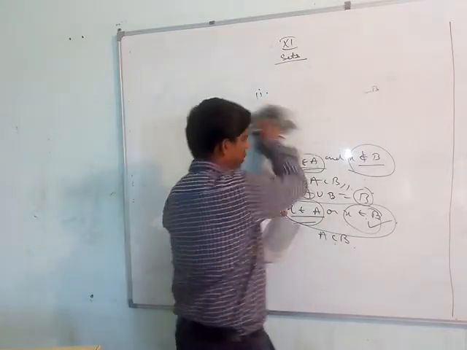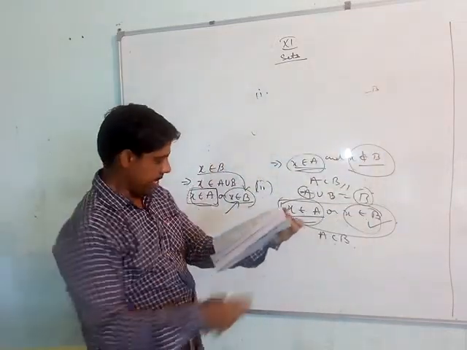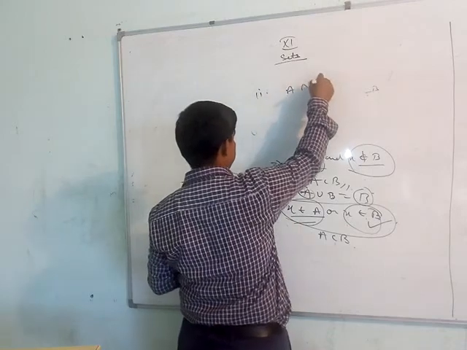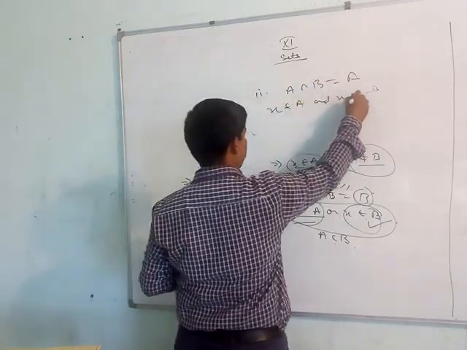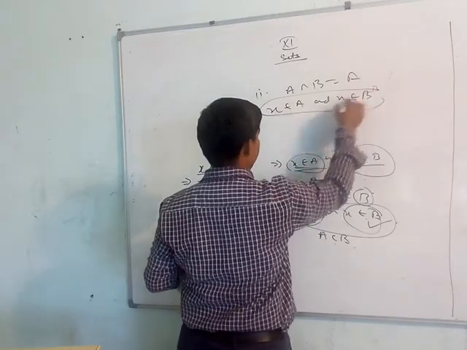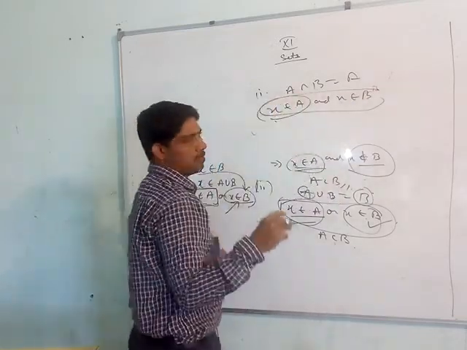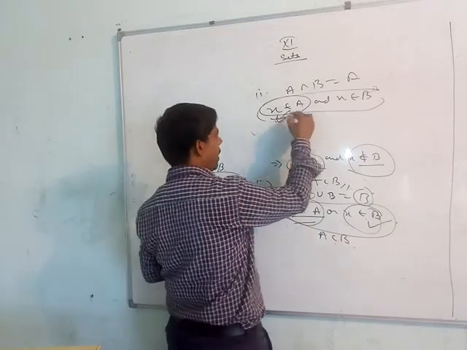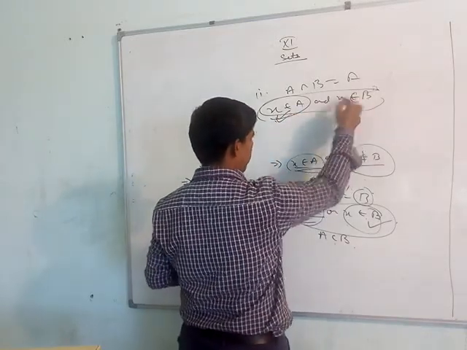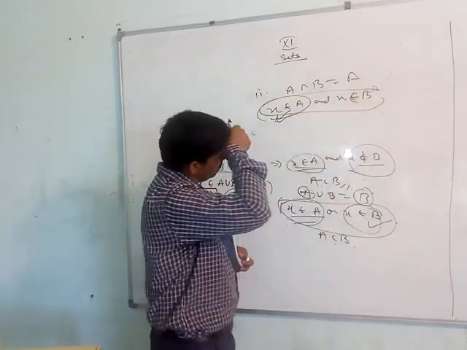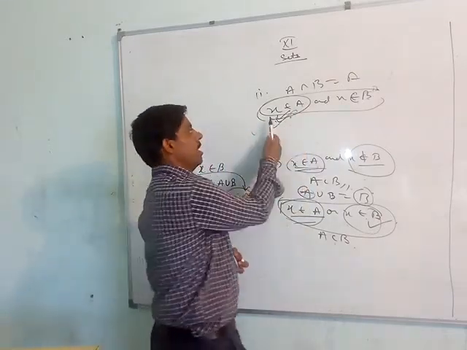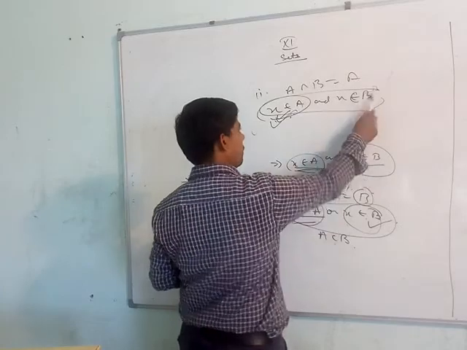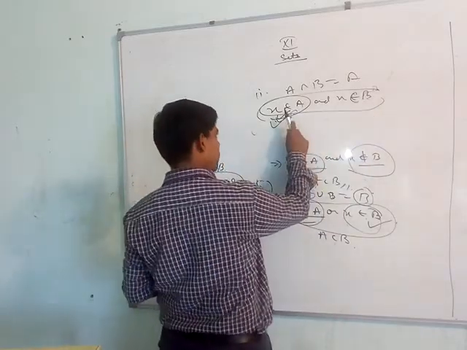Let us do one more. A intersection B. अब ध्यान से देखो, A intersection B is equal to A. x belongs to A and x belongs to B, and this is equal to A only. Therefore, intersection of A and B is A. Therefore, the common elements of A and B are in A, which means that all the elements of A must be in B also.